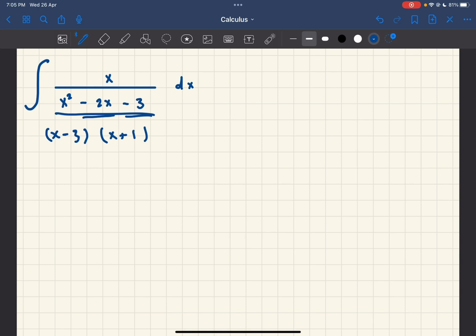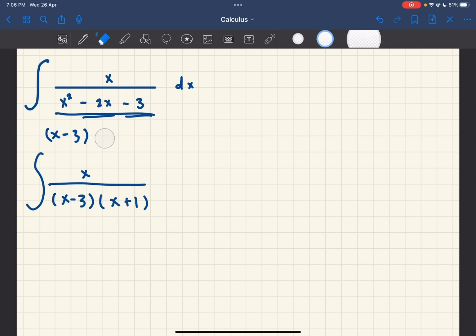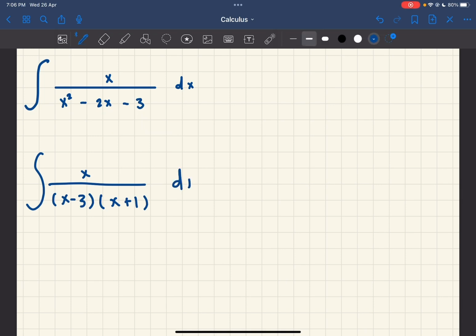So now that we have that factored out, we're going to rewrite the question with the factored out denominator. Let me just write it here. The integral of x over bracket x minus 3 bracket x plus 1 dx.